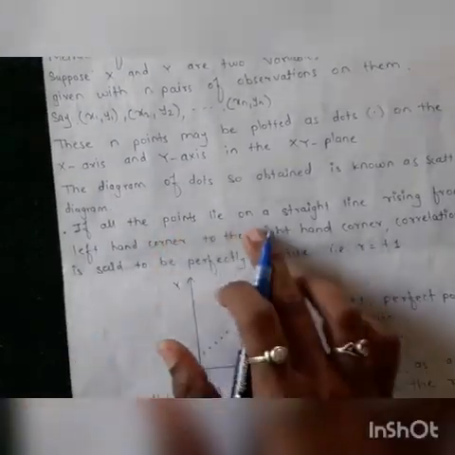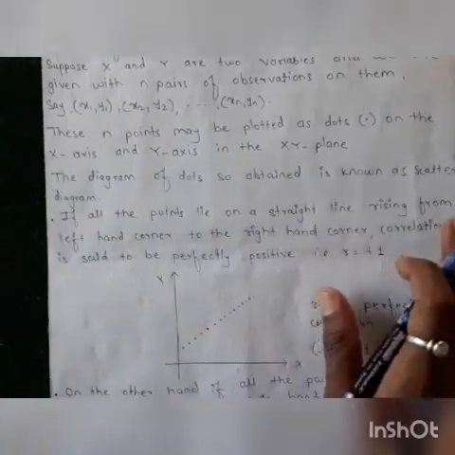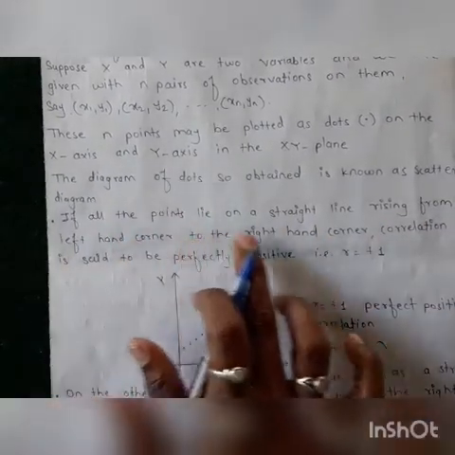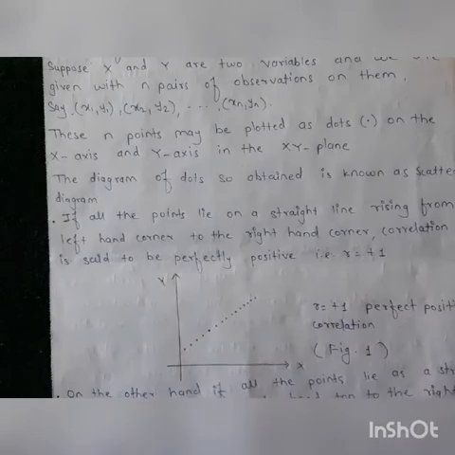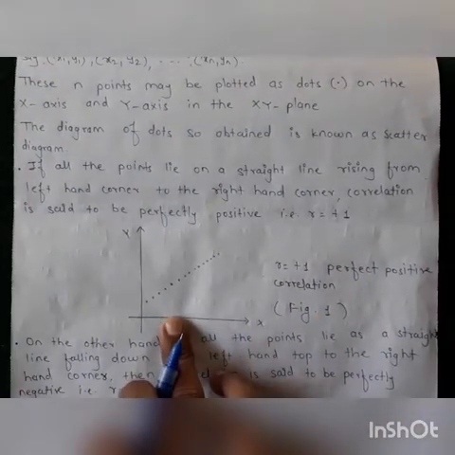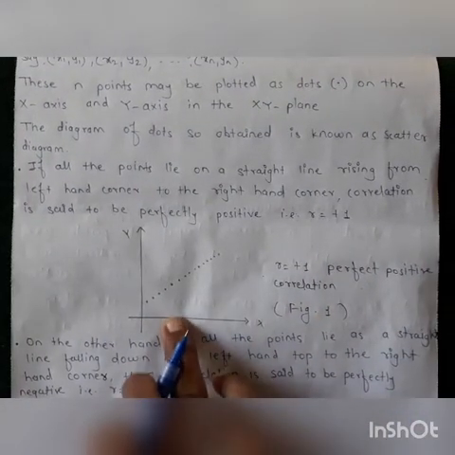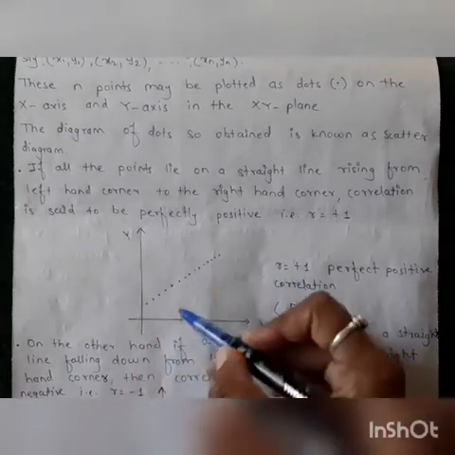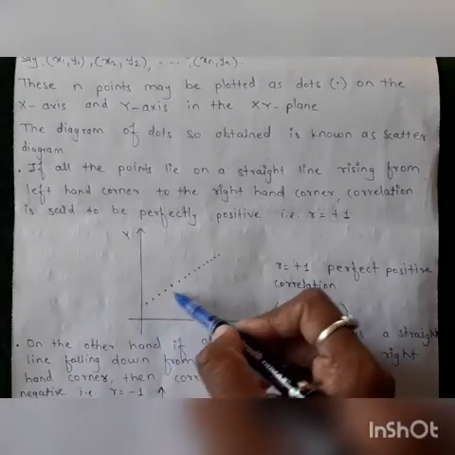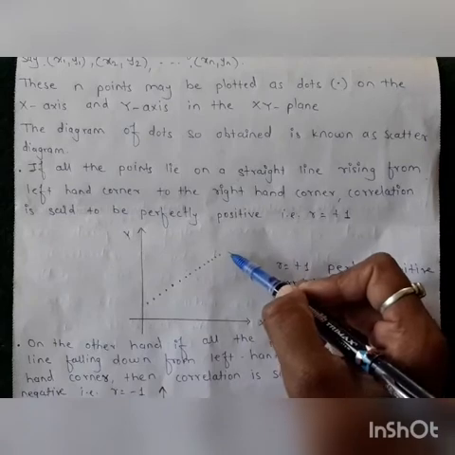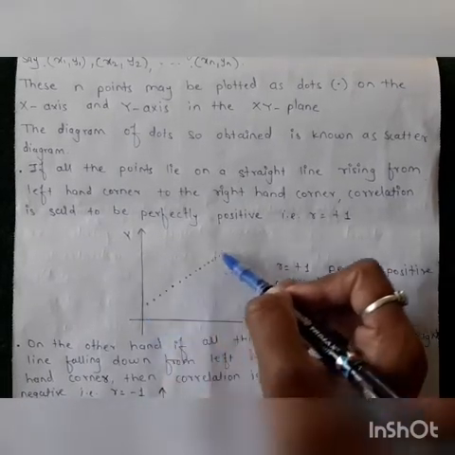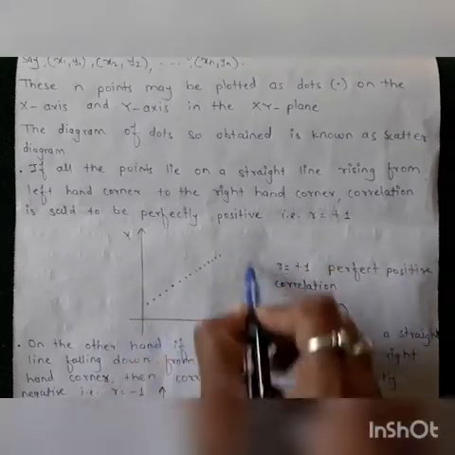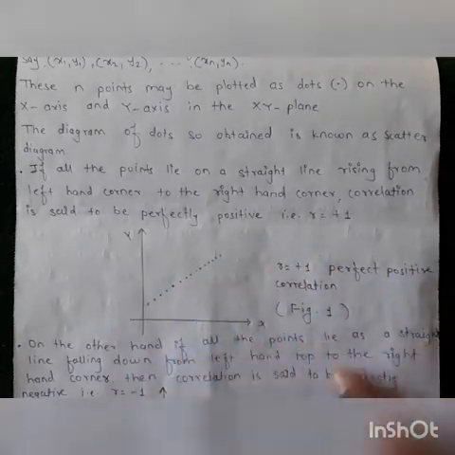If all the points lie on a straight line rising from the left hand corner to the right hand corner, correlation is said to be perfectly positive, that is r is equal to +1. This figure indicates perfect positive correlation, that is, all the points lie on a straight line rising from the left hand corner to the right hand corner. This correlation is called perfectly positive.